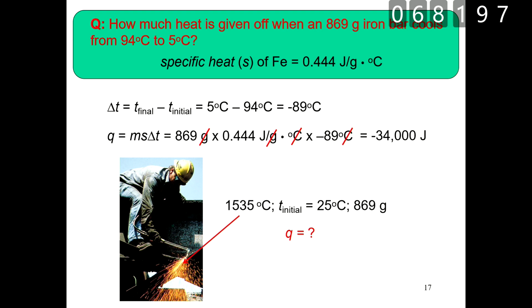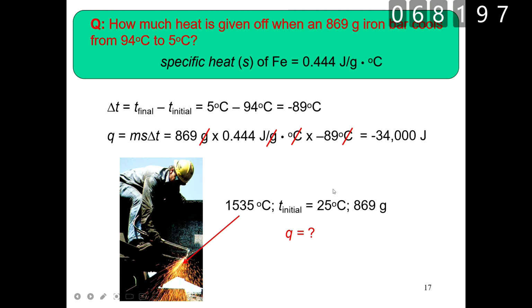For example, here the temperature is like 1,535 degrees, okay? And of course, finally, it will change to the room temperature. And when we cut the steel, the mass of the steel is this. So now the question is, how much energy does it need to cut the steel?